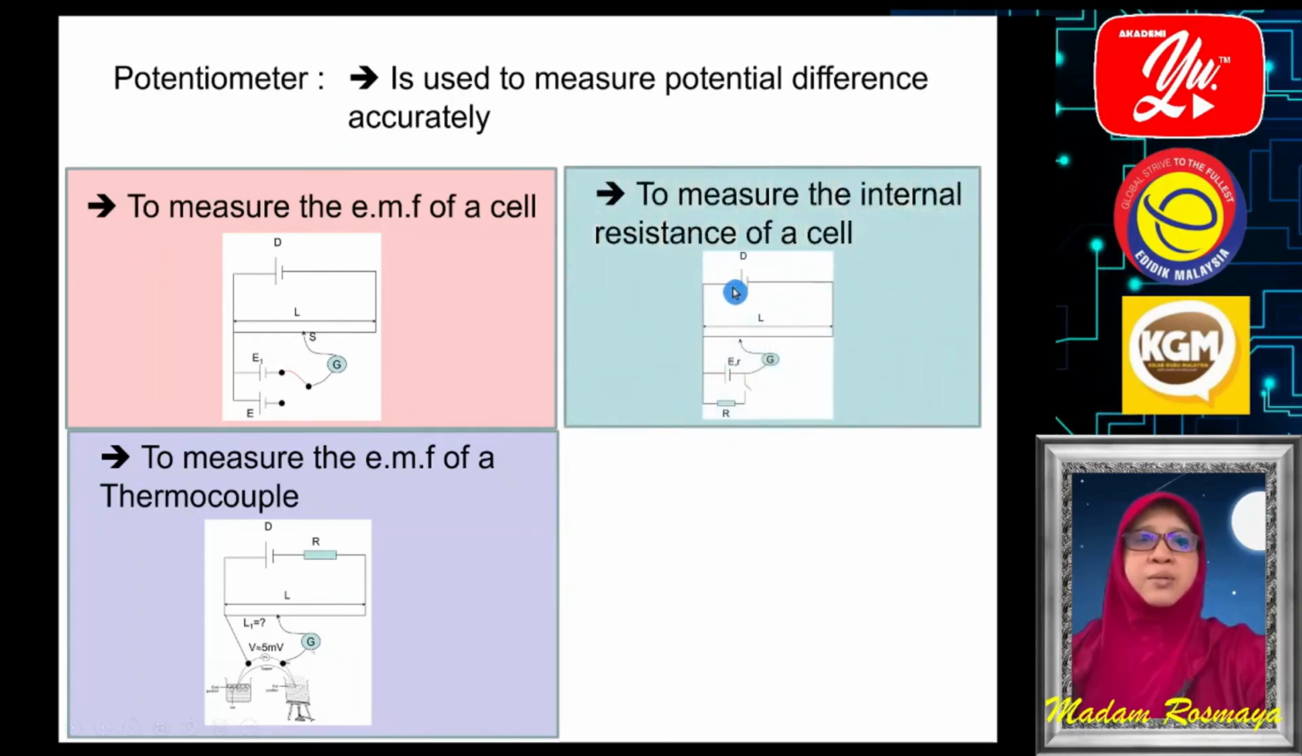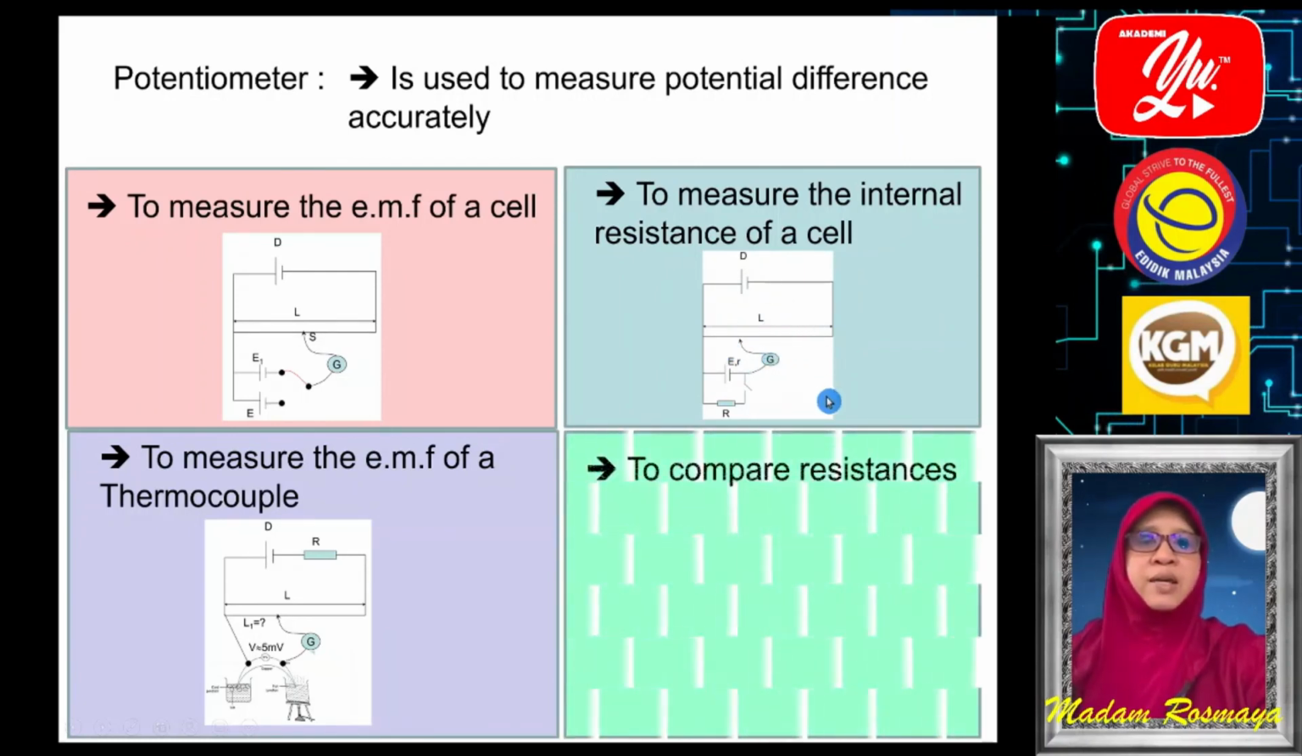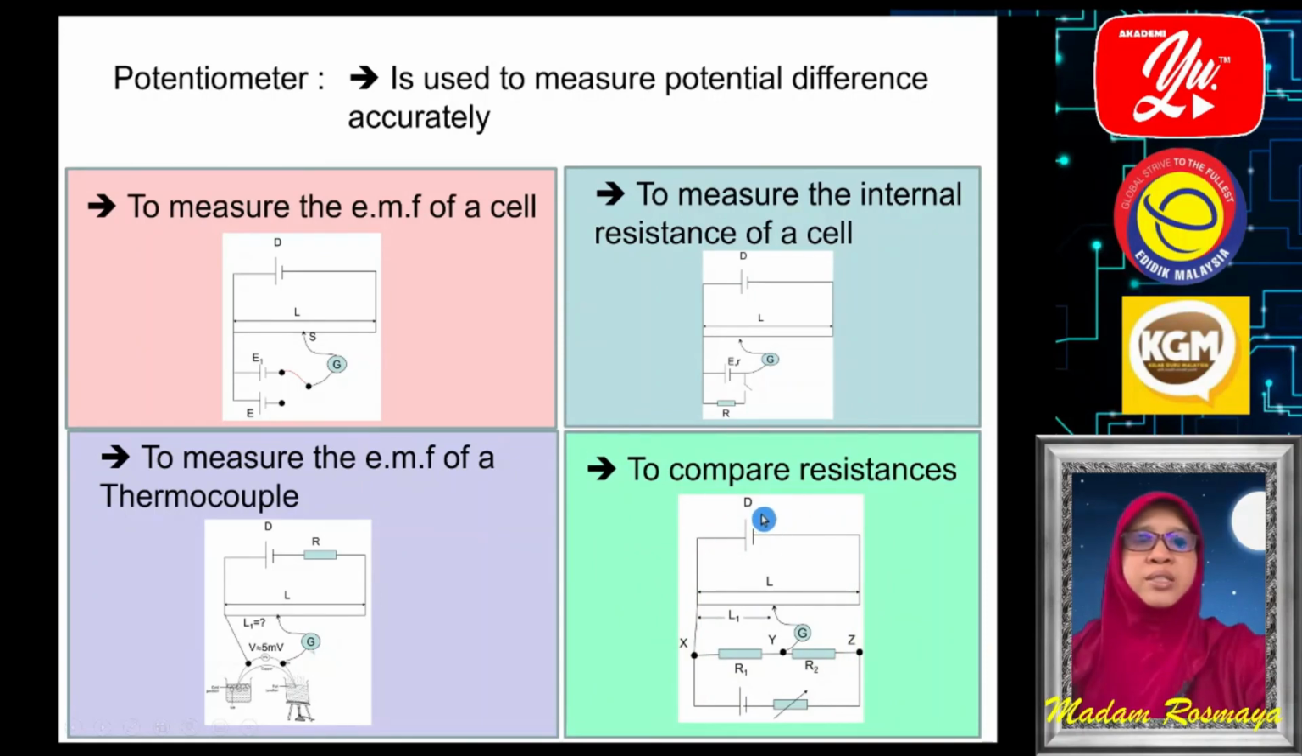And the third one, the potentiometer can also be used to measure the internal resistance of a cell. This is the adjustment made. It will also be discussed in another video. And finally, we can use the potentiometer to compare resistances.